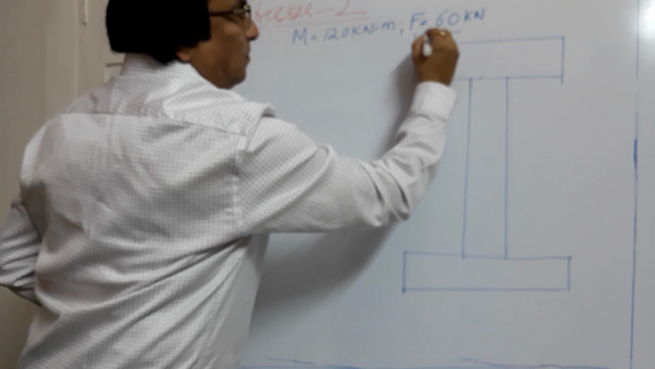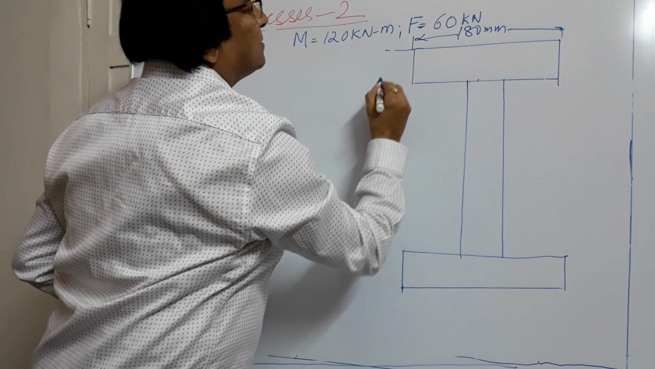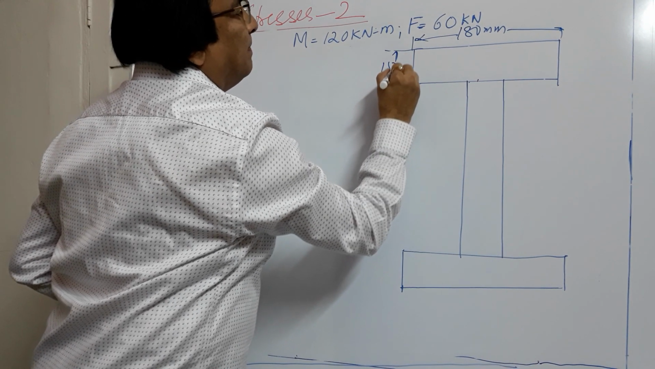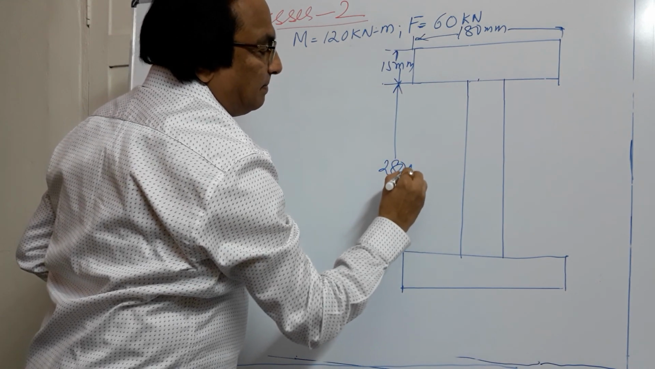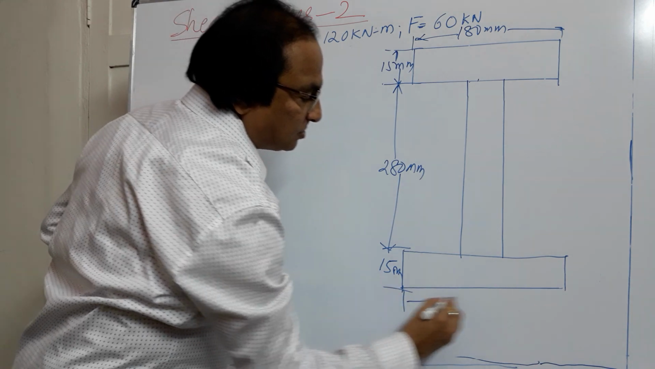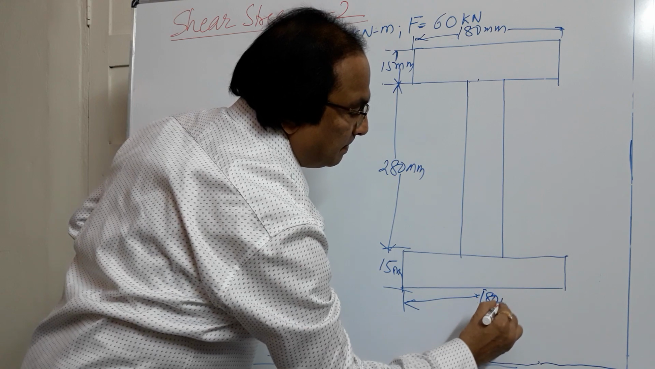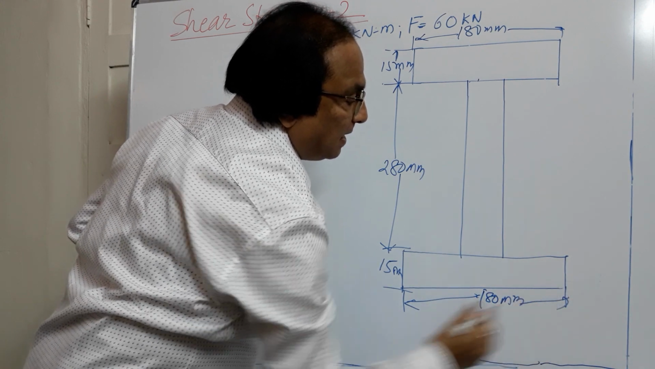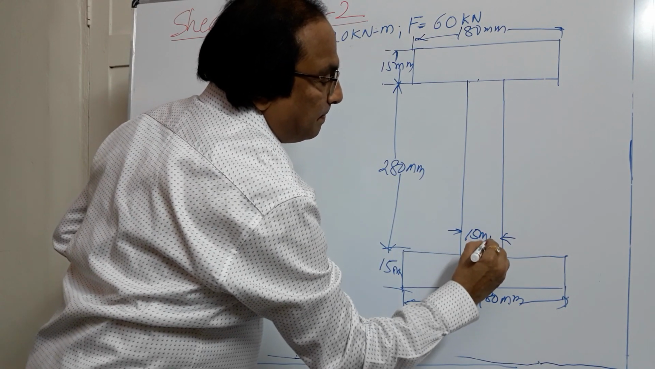Here the width of the top flange, if I take it as 180 mm, and the thickness of this, if I take it as 15 mm, if I take the depth of the web as 280 mm, and if I take the thickness of the bottom flange as 15 mm, this is also 180 mm, and the thickness of this web, if I take it as 15 mm.